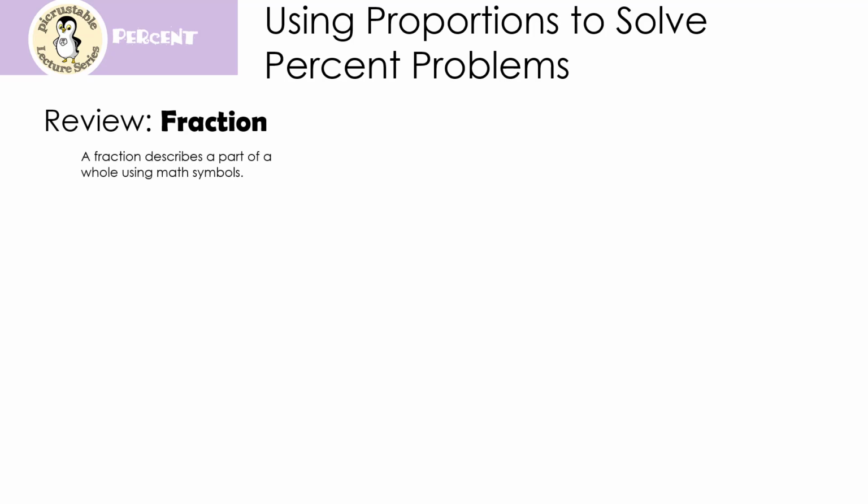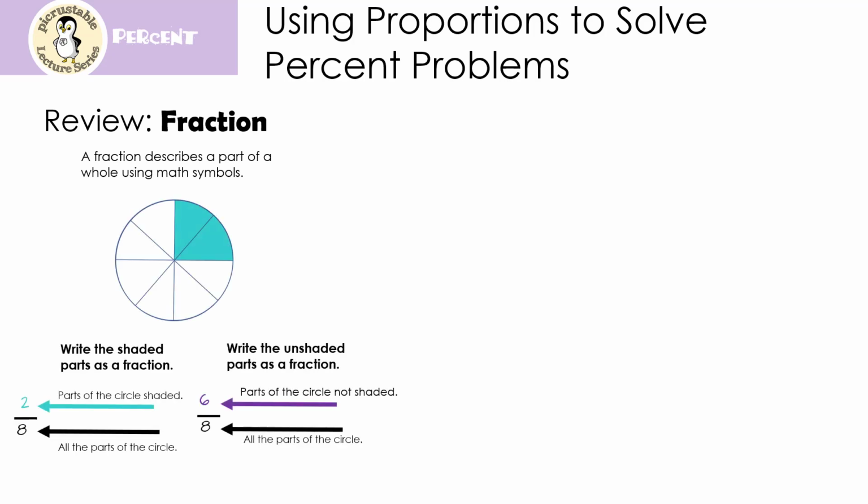A fraction describes a part of a whole using math symbols. For instance, in this circle, 2 out of the 8 are shaded. So we could say 2/8 are shaded. In this circle, there are 6 that are not shaded. So we could write 6 out of 8 are not shaded.